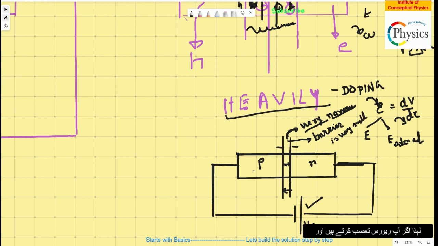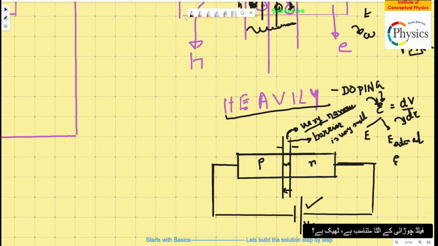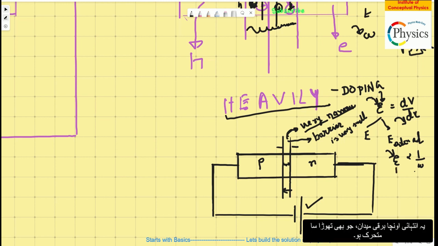So if you do a reverse bias and you have a high electric field because the width is very small, you can see electric field is inversely proportional to the width, right? Smaller is the width, an extremely high electric field gets generated. This extremely high electric field acts on whatever little immobile ions are left in a heavily doped situation.